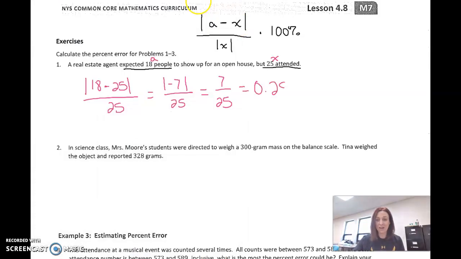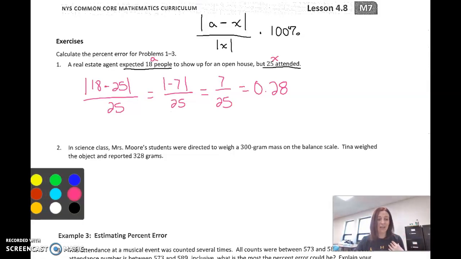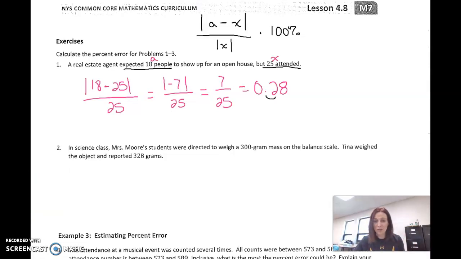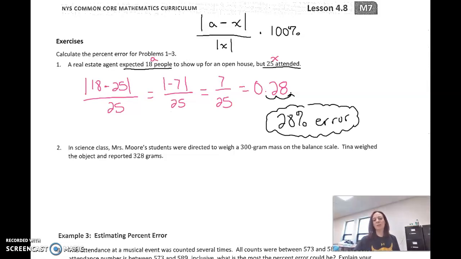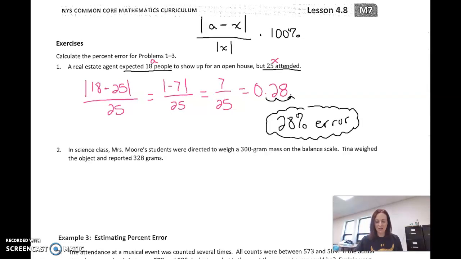Now, here is where this times 100% comes into play. If you times this by 100, you get 28, right? 28%. I tend to think of it as we're just moving our decimal place over 2 times to the right. And so this ends up being a 28% error, right? The real estate agent was off about 28%. Okay, 7 people, which is 28%. All right. So let's look at another example.